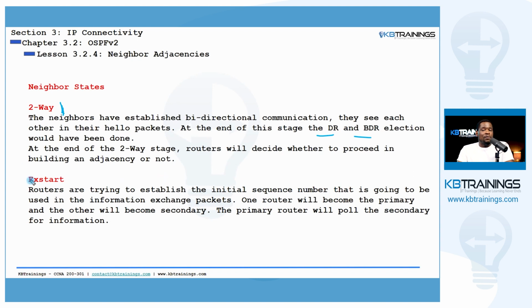So if they decide to become fully adjacent, they go to the next state, which is the ExStart state. This is where they negotiate the initial sequence number that they're going to use to exchange the information. Here we're going to have an election of a master and a slave. In this order, the master will be the one polling for information from the slave. So the master will be requesting information from the slave so they can start the exchange of what they have in their link state database.